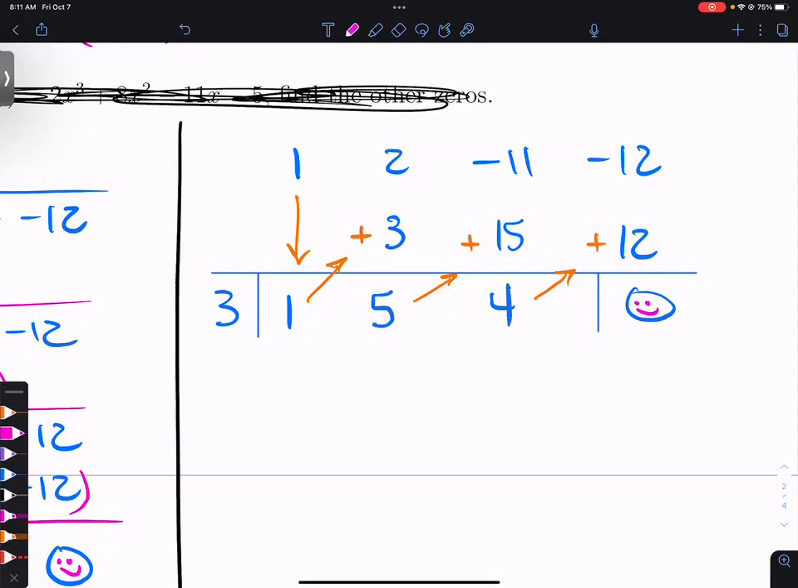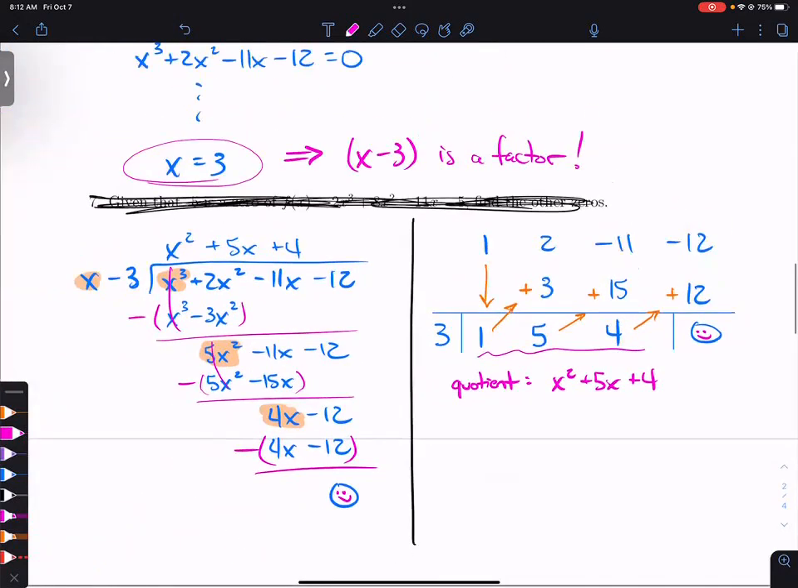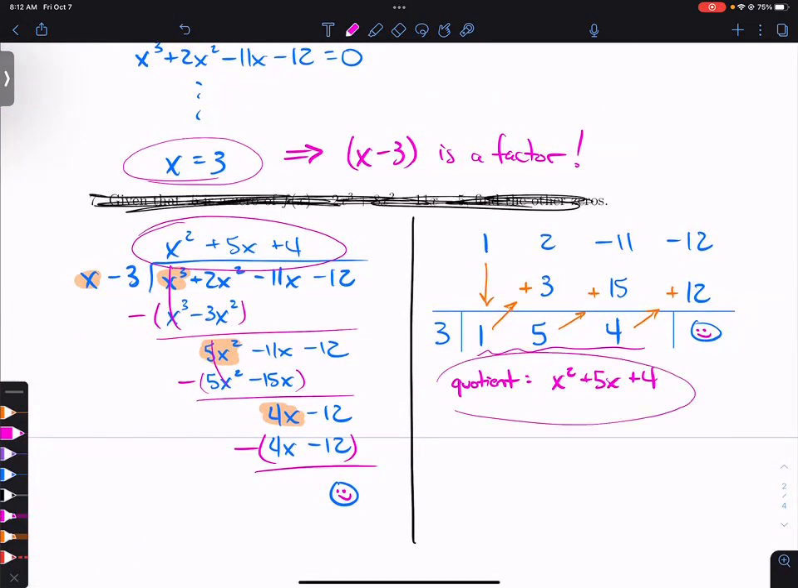So again, that's good, that's expected, that we get a remainder of 0. That's our check that things went right. And then the quotient, those are the coefficients. So it's x squared plus 5x plus 4. So either way, we get to the same place.